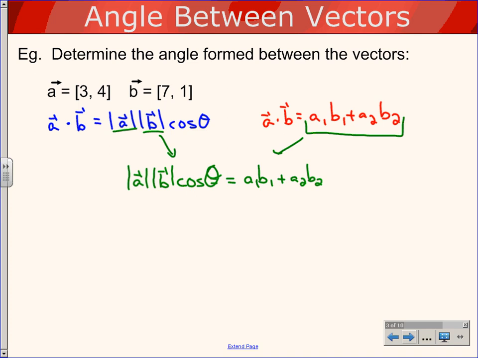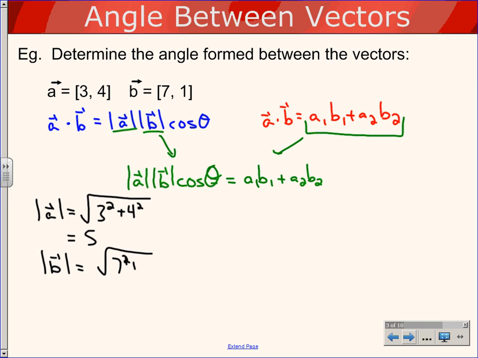So we need to do a little bit of work on the side. We need to know the magnitude of A. Magnitude of A is the square root of 3 squared plus 4 squared. So the magnitude of A is just 5. Magnitude of B is the square root of 50. Square root of 50 is kind of special, though. It can reduce. You can write that as the square root of 25 times square root of 2, or just 5 root 2. And that's going to actually help for a question that we're going to do in a minute. So that works out nicely.